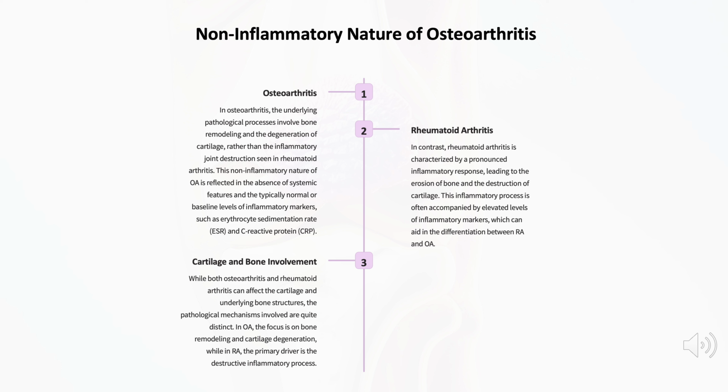In contrast, rheumatoid arthritis is characterized by a robust inflammatory response leading to bone erosion and cartilage destruction. This inflammatory process is often accompanied by elevated levels of inflammatory markers, aiding in the differentiation between RA and OA. Although both conditions impact cartilage and bone structures, their underlying pathological mechanisms are markedly different. In OA, the focus is on bone remodeling and cartilage degeneration, while in RA, the primary driver is the destructive inflammatory process. Understanding these distinctions is crucial for accurate diagnosis and tailored treatment strategies for patients presenting with joint-related symptoms.